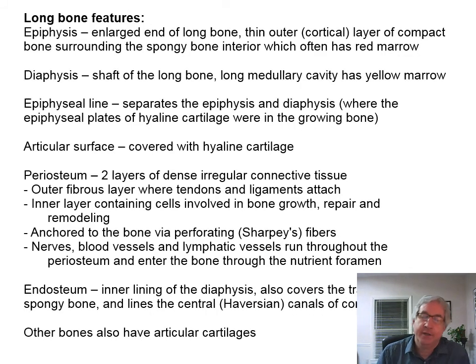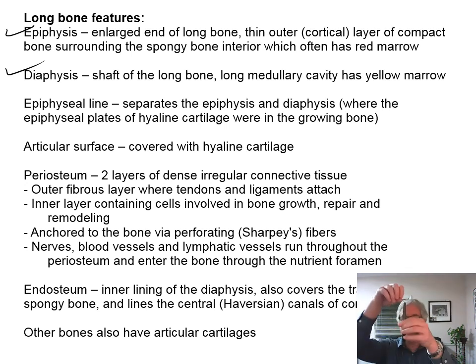And let's see. Okay, so this is just a review of the features. The epiphysis is the enlarged end of the long bone. It has a thin outer cortical layer of compact bone that surrounds the spongy bone interior with all the trabeculae, all the beams in there, and it often has red marrow in that. The diaphysis is the shaft of the long bone. So you have the ends, and the middle of it is the shaft. That's the diaphysis. It often has yellow marrow in that. There's a medullary cavity that holds a bunch of yellow marrow, which is fat tissue.